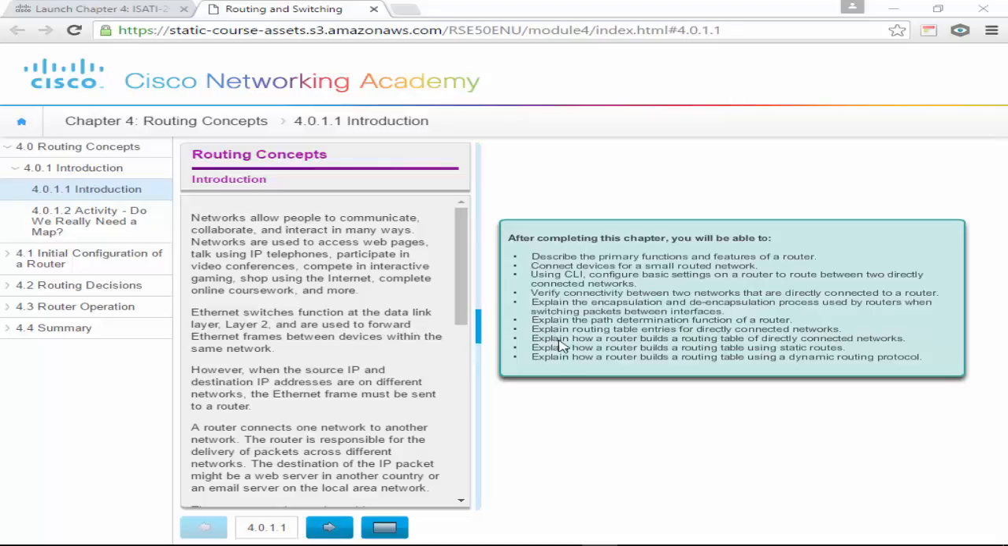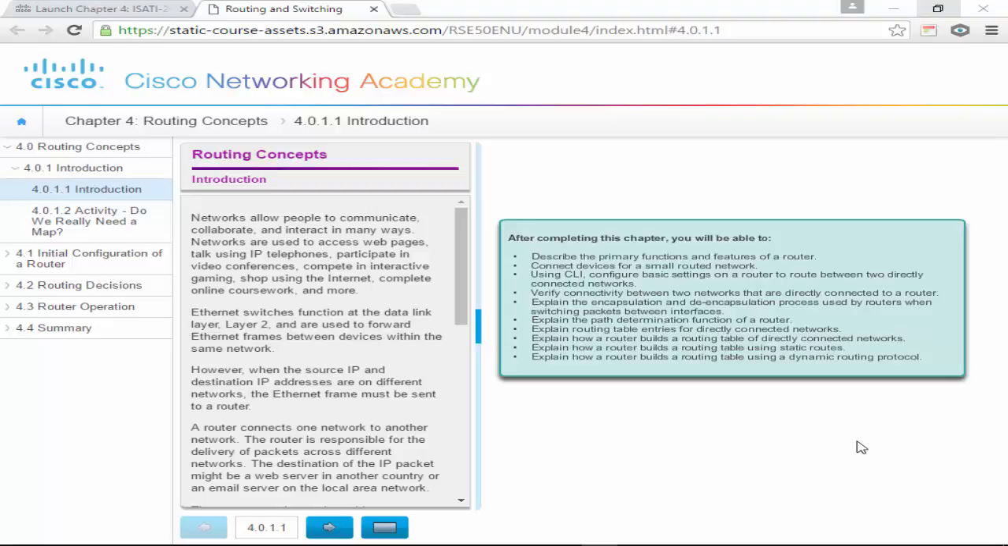Alright, CCNA2 Chapter 4, Routing Concepts. Basically how a router works before we go into other things. It's a fairly long chapter. Describe the primary functions and features of a router.